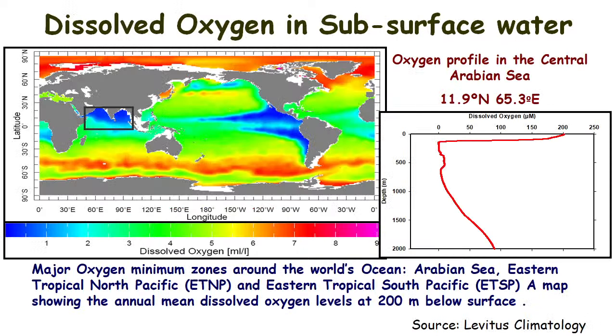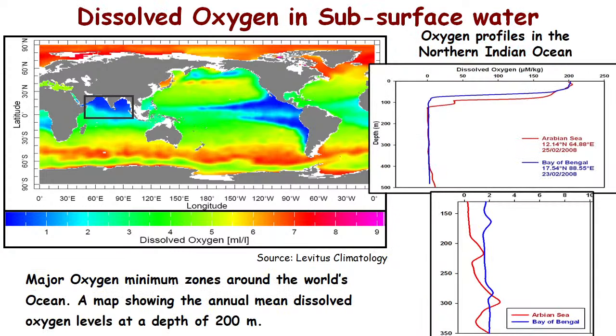What are the zones where the oxygen concentration is low? In this map you can see the blue color zones are the zones primarily where the oxygen concentration is very low. They are in the Arabian Sea, the Bay of Bengal, in the tropical North and South Pacific Ocean. The oxygen is so low that it becomes close to zero at some level, and then we say it as the anoxic zone.